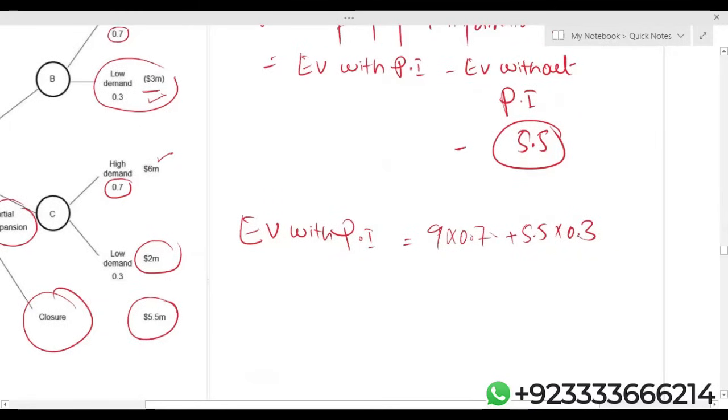So let's see expected value with perfect information, how much we will be generating. We will be actually generating 7.95. So with perfect information, obviously we generate far more than without perfect information. But how much will we be willing to pay maximum? The difference between these two. The difference between the amount which we will be generating with perfect information minus which we will be generating without perfect information. So the maximum which we can pay is 2.45 million.